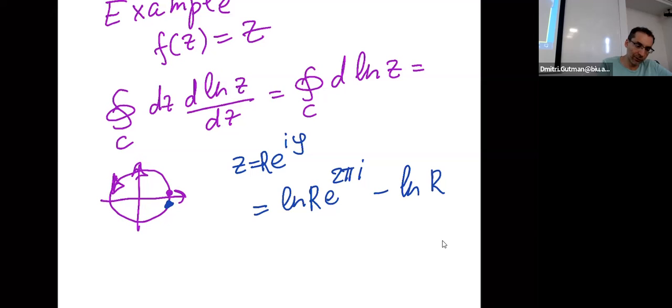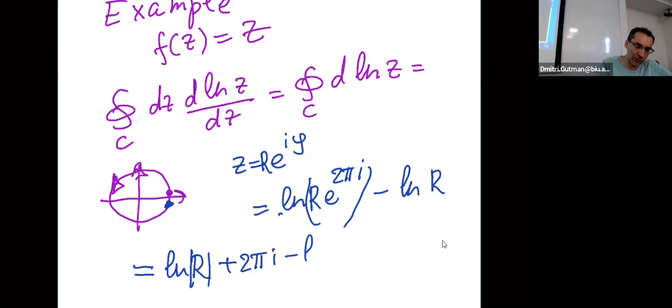So now let us compute this. It will be ln r. Let me compute this logarithm. It's the logarithm of the absolute value plus i times the argument. What is the argument? 2 pi. So ln r plus 2 pi i minus ln r.